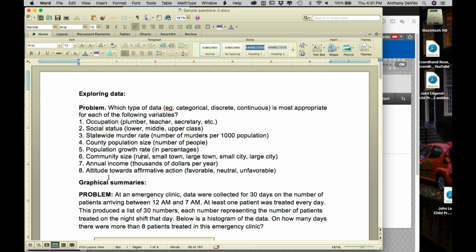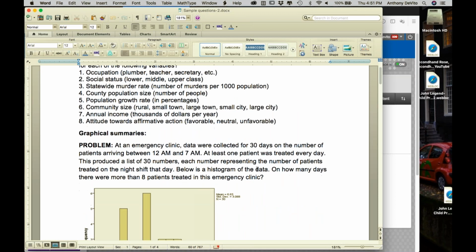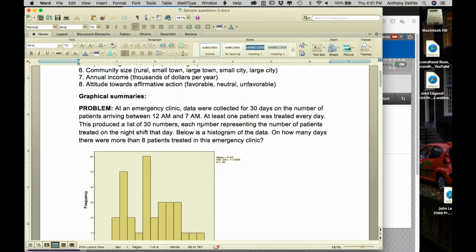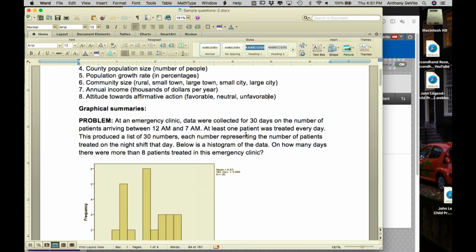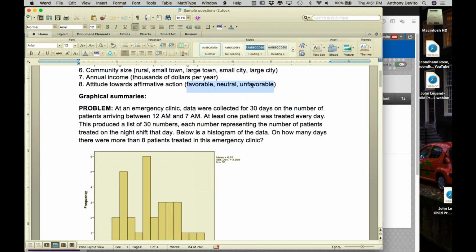Attitude towards affirmative action: favorable, neutral, unfavorable. Again, those categories, a special form of category. Actually, to tell you the truth, I think I would call that categorical, because favorable versus unfavorable, I'm not sure it's greater. Yeah, I think we stick with categorical, not ordinal, because they're selections, names of groups. It's not like good, better, best. It's just different choices.